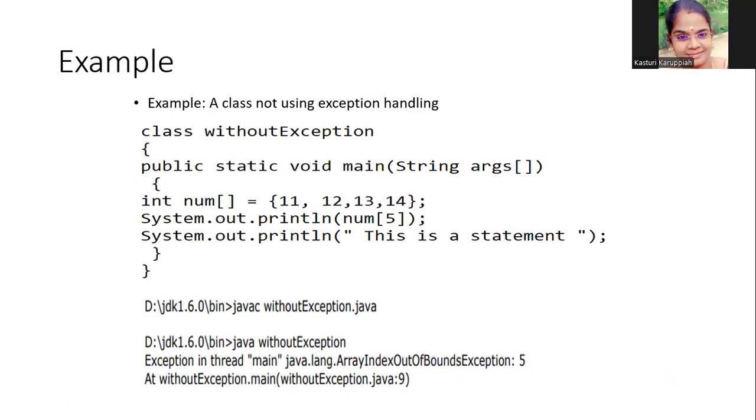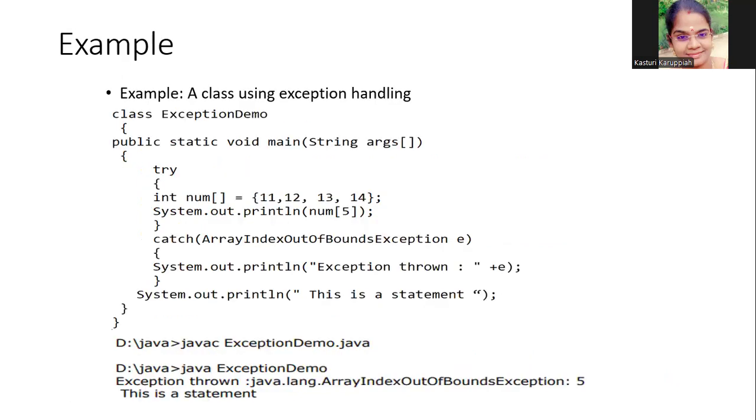Now, the same coding we are going to use with exception handling. Let's see a class using exception handling. Yes, ExceptionDemo. The same coding I have inserted with try and catch blocks. What does the try block do? Code prone to error should be put inside the try block. Here I have used 2 statements: int num equals 11, 12, 13, 14. I have defined those things here.